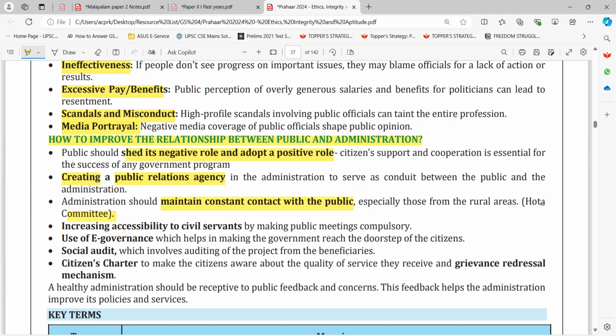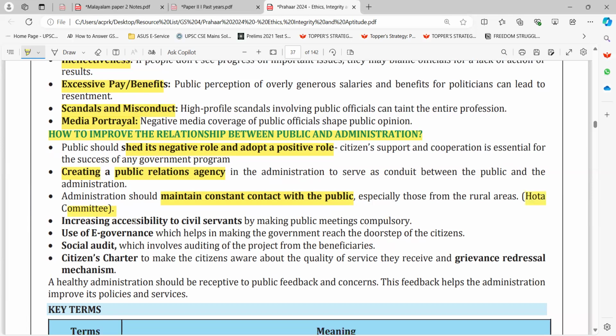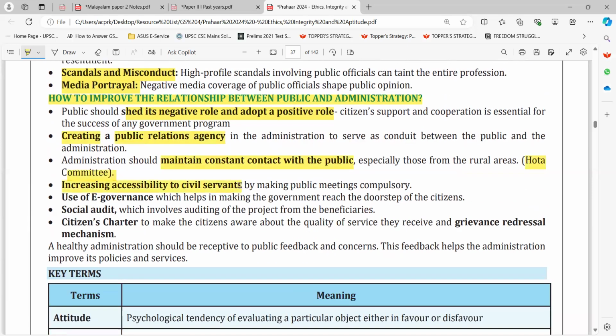HOTA committee, okay. Increasing accessibility to civil servants by making public meetings compulsory. Use of e-governance, which helps in making the government reach the doorstep of the citizens. Social audit, which involves auditing of the project from the beneficiaries.